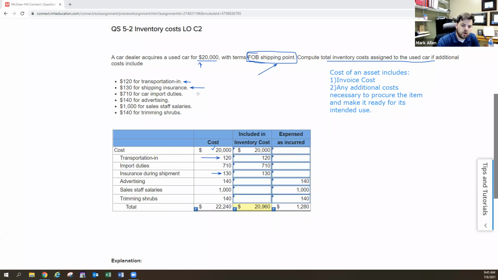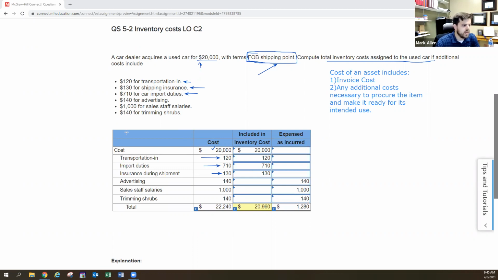Next, we see that we've got some car import duties. If you want to think of this as just taxes, that's fine. That's really what an import duty is. It's just a fancy way of saying it. It's a specific type of tax. But what we see here is that $710, if I don't pay that, I don't get the car. So that is also going to be included in the actual cost of my inventory.